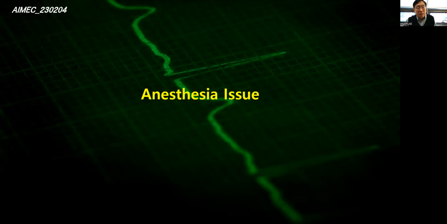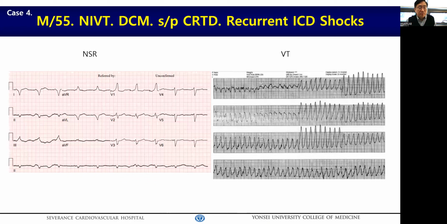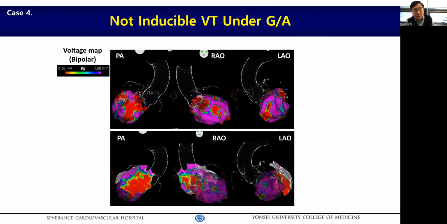Now, I would like to discuss the anesthesia issue. This patient with dilated cardiomyopathy was referred due to recurrent ICD shocks, and sinus ECG shows CRT pacing, but QRS is relatively wide, and VT ECG brought from another hospital suggested LV summit or basal anterolateral wall region, monomorphic VT, a common site of DCM-related non-ischemic VT.